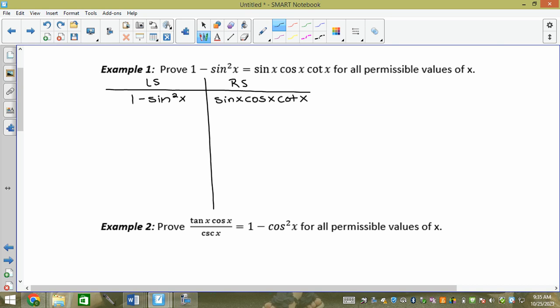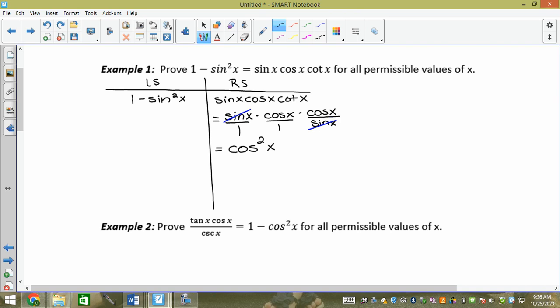Simplify cotan into cos over sine. Yep, so I could go sine x times cos x times cos x over sine x. The moment I get fractions, I make the rest of them fractions as well. You cancel the sine x's off. What am I left with? How do I write that though? Cos squared x.